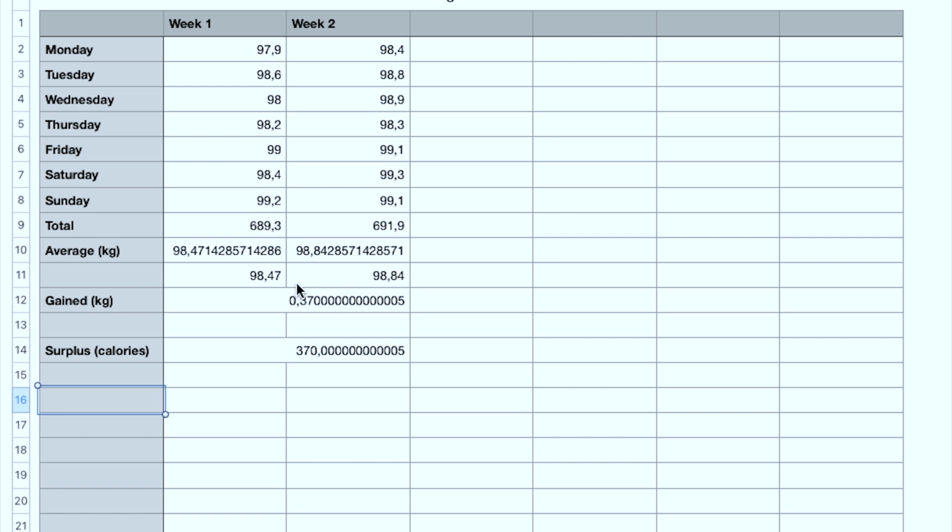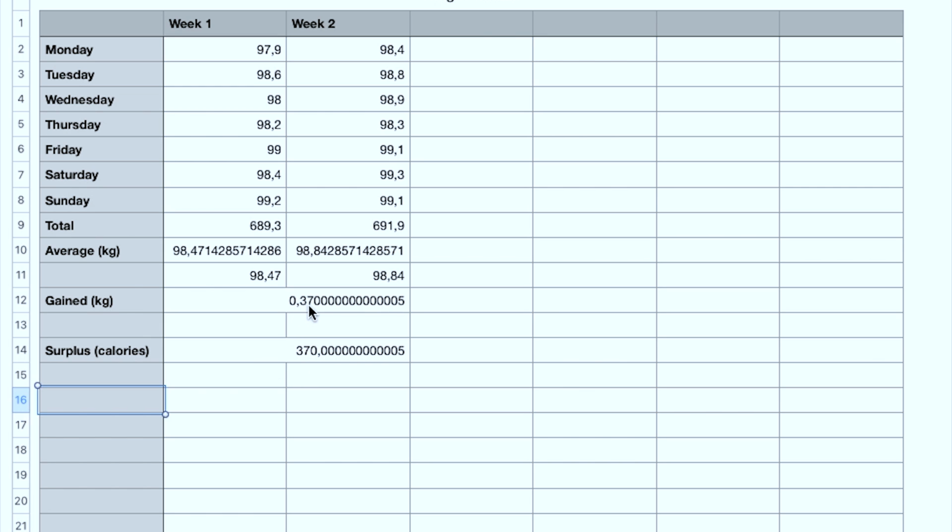So then what you do is you take the two averages and you subtract them from each other in order to see the difference. As you can see here, I have gained 0.37 kgs. At the moment I'm bulking, so I want to be gaining weight. So for me, that's perfect. As you can see, that gives me a 370 calorie surplus.